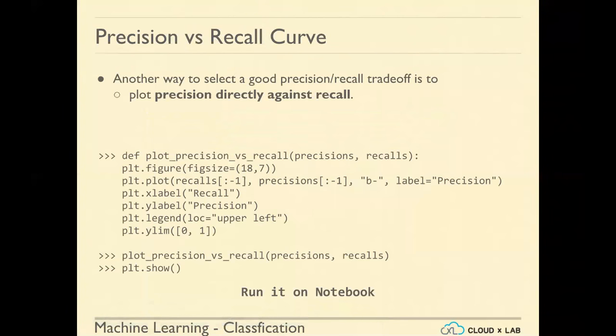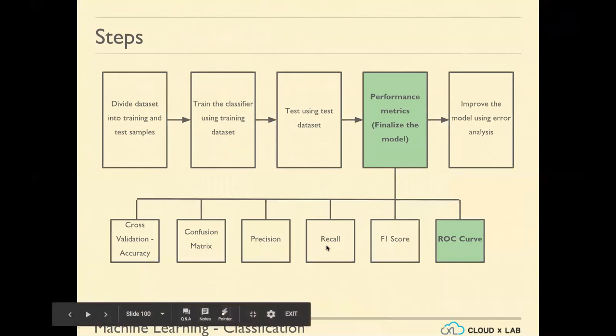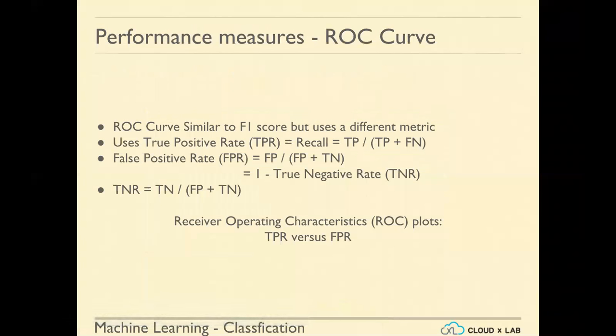Great. So far we've learned about the confusion matrix, precision, recall, and the precision-recall curve. Let's talk about the ROC curve. The ROC curve is very similar to the precision-recall curve, but uses a different metric. It uses the true positive rate and the false positive rate.